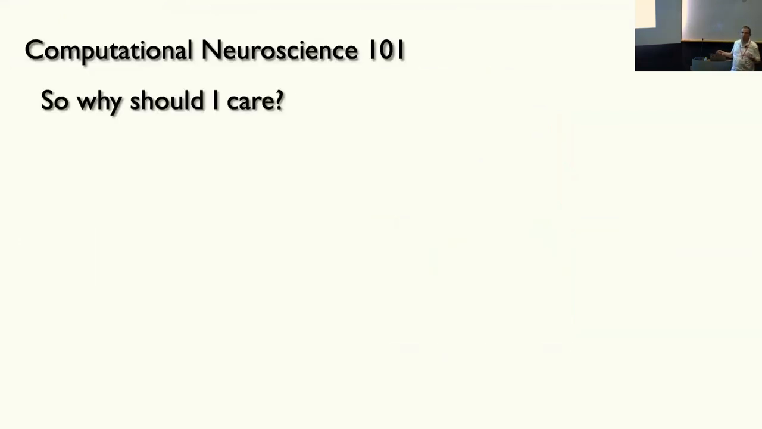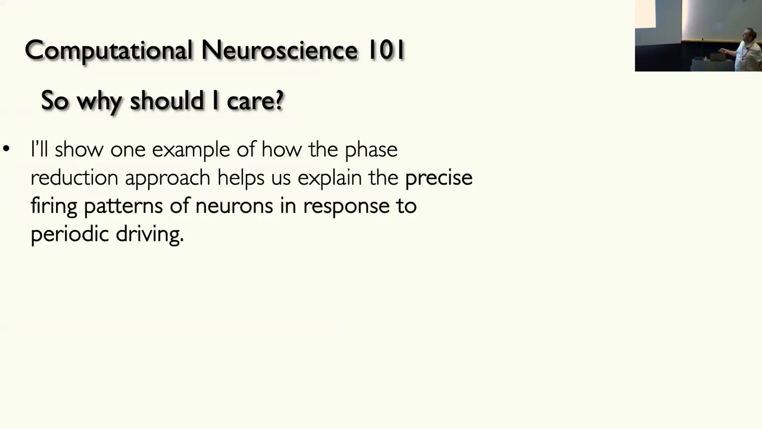So I've told you about this. Now why should we care? Why should I care about this? I'm more interested in hippocampus. So I'm going to show you an example of how this phase reduction approach really helps to explain the precise timing of neurons in response to periodic input. I'll show that we can record a neuron subjected to periodic inputs, but on the other hand, calculate its phase response curves and show you an incredible correspondence between the prediction of the model and what you actually measure. And that's a paper that just came out.